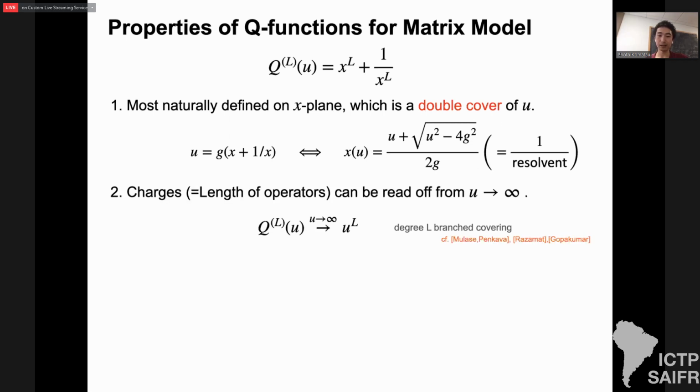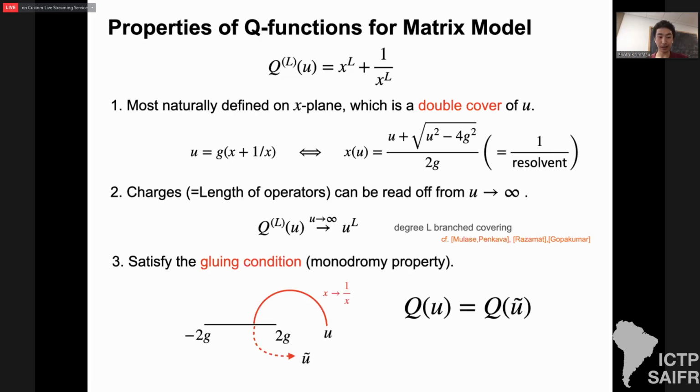Second, the charges of the operator can be read off from the asymptotics after you go to infinity, like this. In other words, you can interpret this Q function as a degree L branched covering of CP1. Third, and most importantly, it satisfies what's called the gluing condition. So if you take this Q function and analytically continue through this branch cut, then x goes to 1 over x. However, because of this form, you can easily see that this Q function is invariant under this analytic continuation. This is the gluing condition for this Q function.